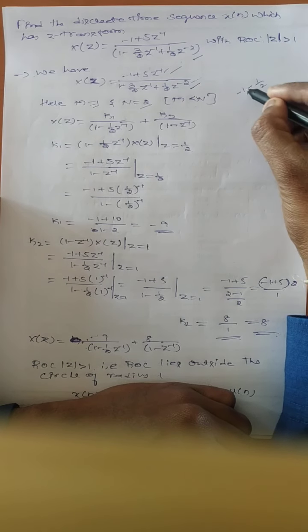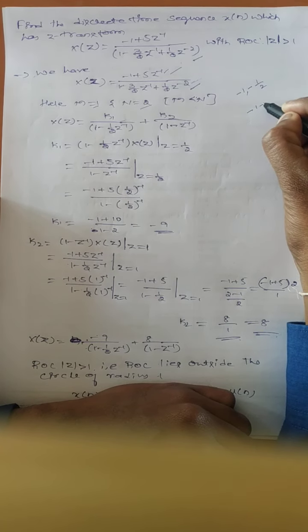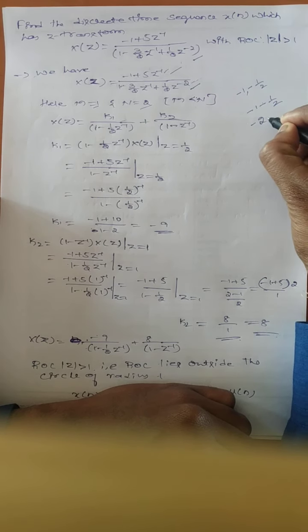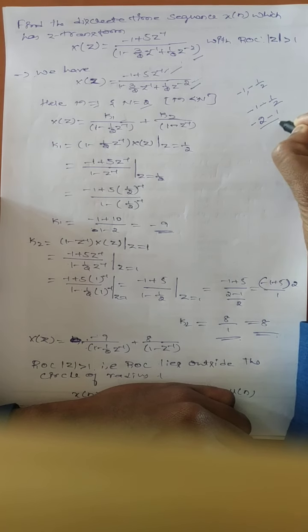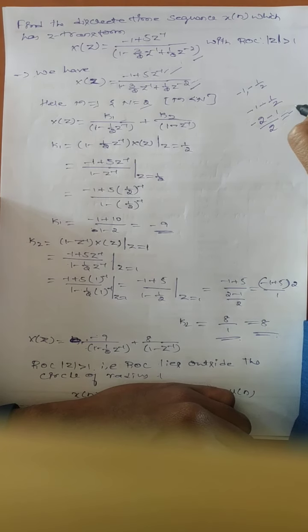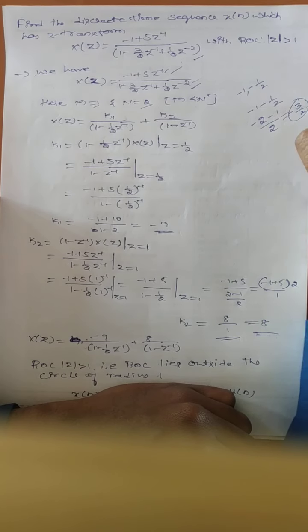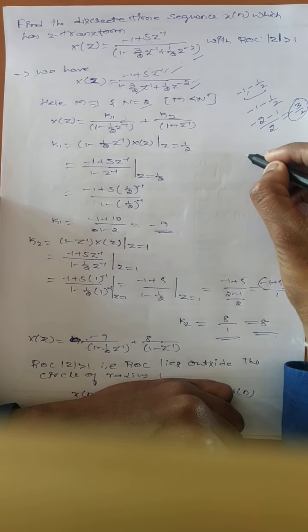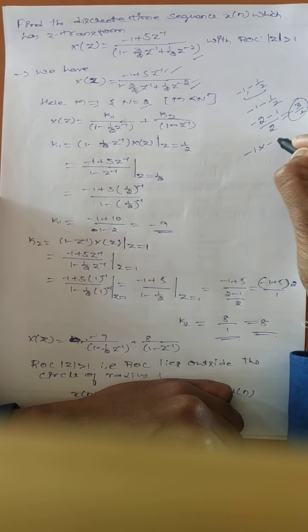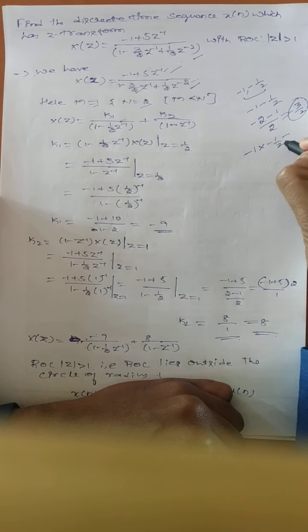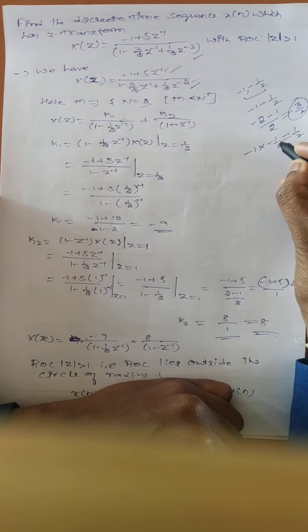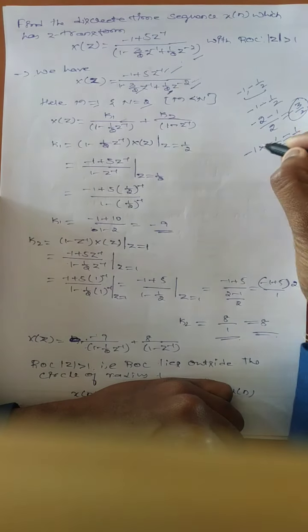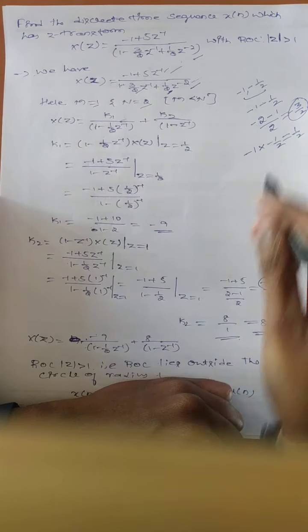First you add these two numbers, minus 1 minus 1 by 2: minus 2 into 1, 2 minus 1, divided by 2, so you get minus 3 by 2. Next, if you multiply these two numbers, minus 1 into minus 1 by 2, you will get plus 1 by 2. This is the way of factorizing.